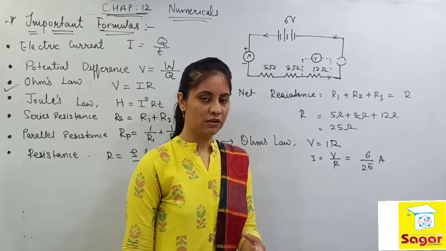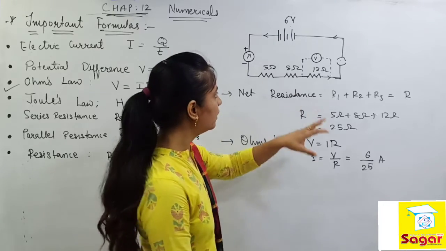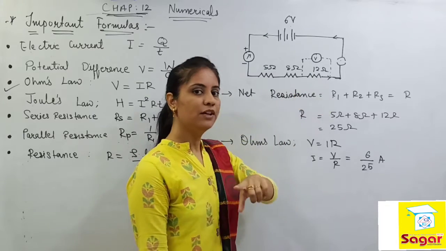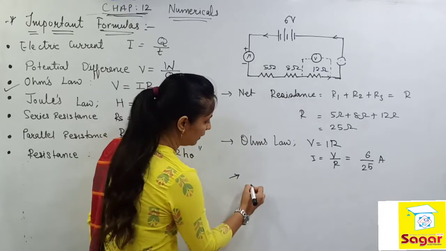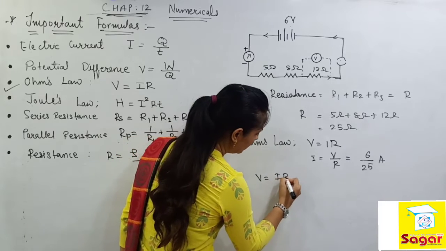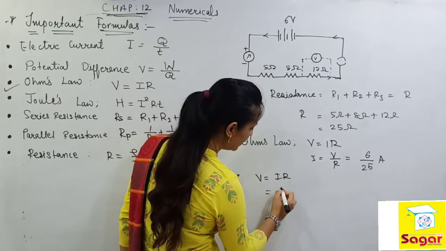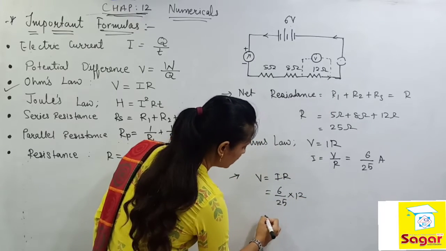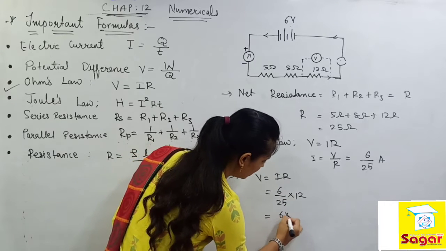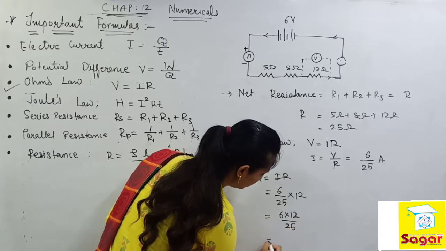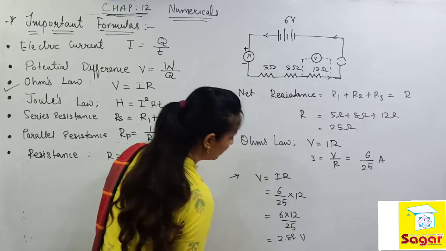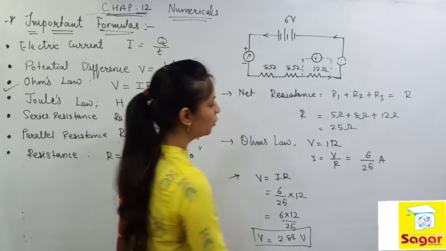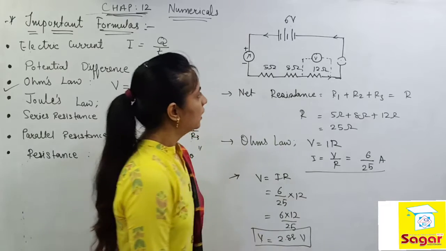Now what is the next question, everyone? They are asking for the amount of voltage created individually across the resistance of 12 ohm, that we have to find. So just move on with the same formula, V is equal to I into R. I is how much? That is 6 upon 25, and R is 12 ohm. If you do this multiplication, 6 into 12 divided by 25, you will get 2.88 volt. So this is the value of the voltage shown on the voltmeter, and this is the value of current shown on the ammeter.